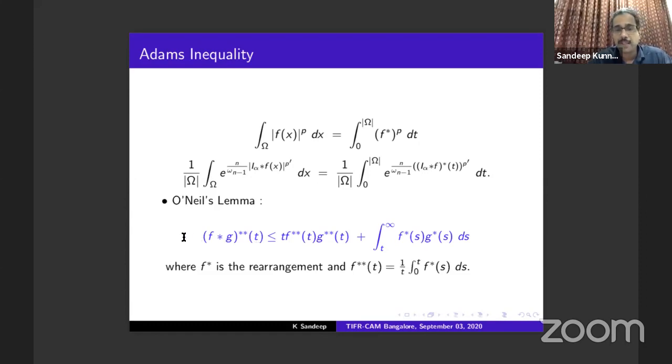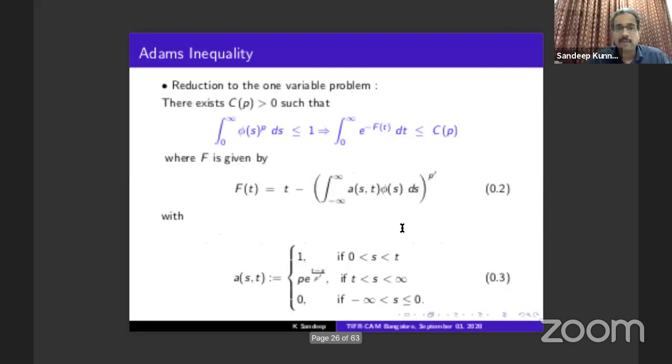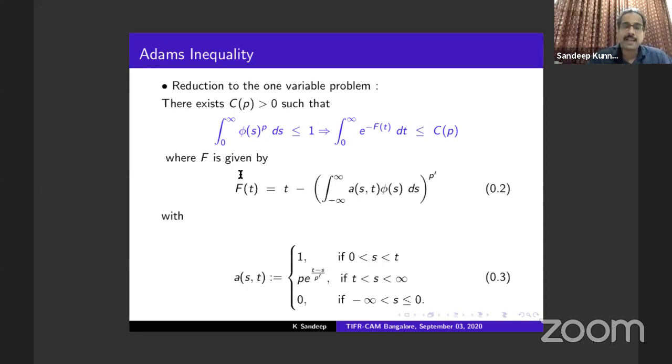Okay, so for the convolution f star g, you can find the double star of that and write it in terms of f and g. That simplifies the problem to a great extent in calculating this quantity, because I alpha double star and so on you can calculate very easily. And then using that, Adams reduced the problem to a one variable integral as follows. Okay, something like what was in the theorem of Moser. He reduced the problem to a one variable inequality.